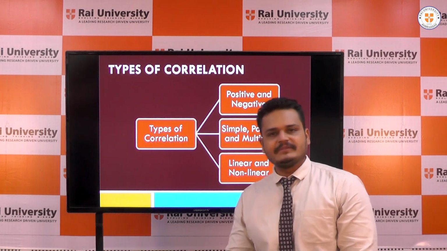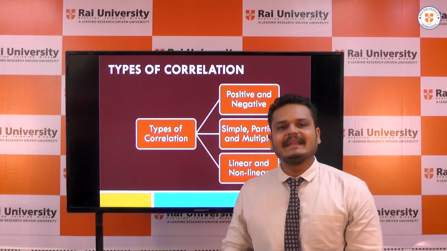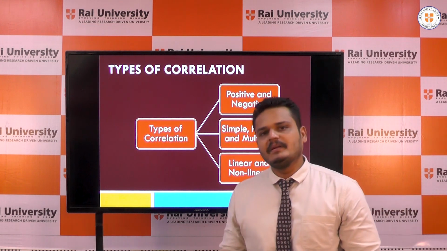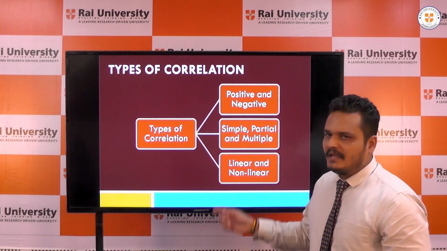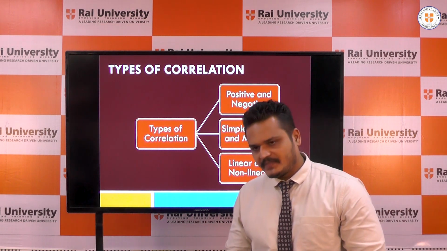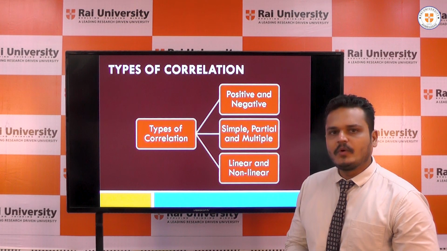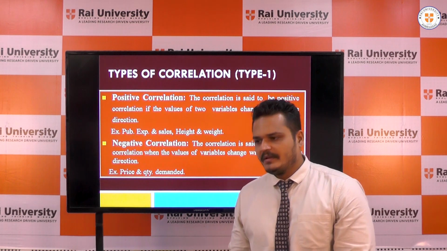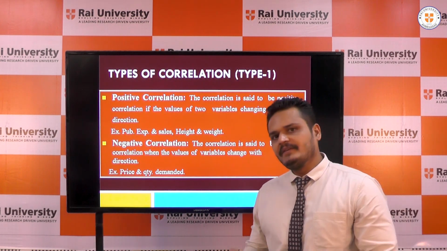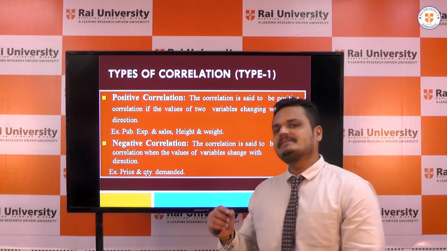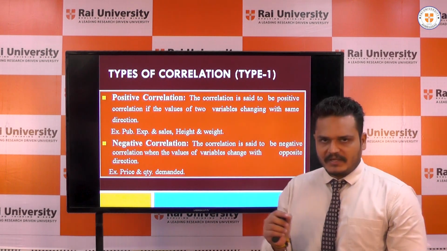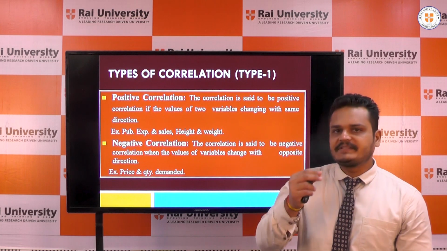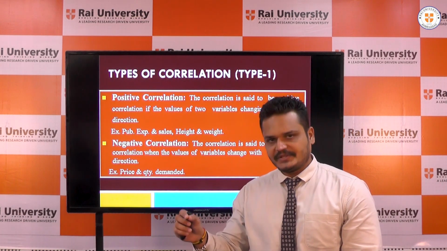Now we are going on to the types of correlation. Types of correlation are mainly classified into three types: positive and negative correlation, simple, multiple and partial correlation, and third one is linear and non-linear correlation. We are starting with the first type of correlation, positive correlation and negative correlation. Positive correlation is that correlation when one variable changes, another variable changes in the same direction. It shows positive correlation of two variables. For example, if we increase the advertisement cost, our sales also increase in the same direction.